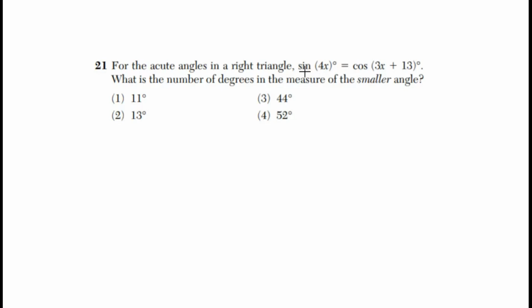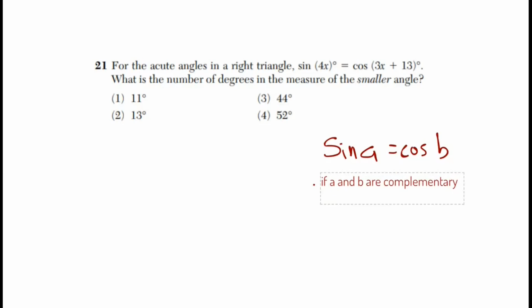But basically, in a right triangle, what I'm going to write is this: sine of A is equal to, no, not sine of B. Let's try that again. Sine of A is equal to cosine of B, if and only if A and B are complementary. Hopefully y'all remember what that is. That means that they sum to 90. If we add them up, they add to 90 degrees, okay?